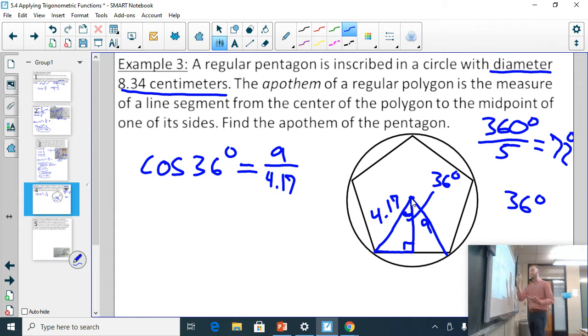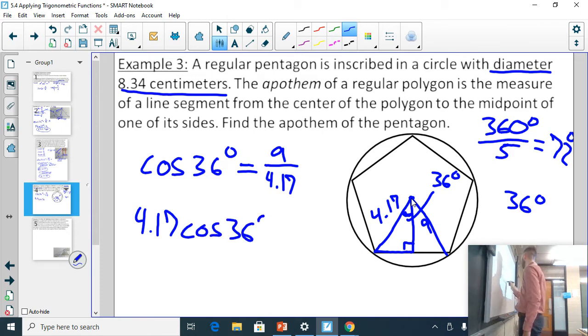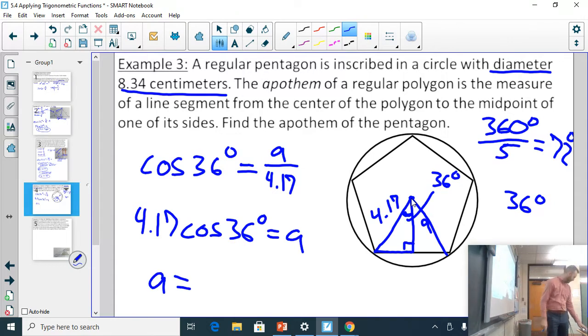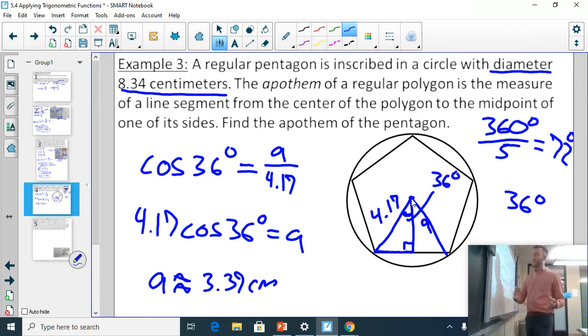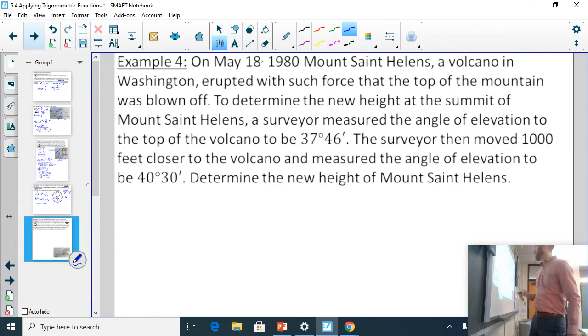And then we simply solve for a by multiplying by 4.17. So 4.17 times cosine of 36 degrees equals a. And when we punch that into our calculator, we should get, again, I'll make the about symbol, about 3.37, and then we're in centimeters. So that one's not too bad, but this next one is super in depth, and we need to be really careful.